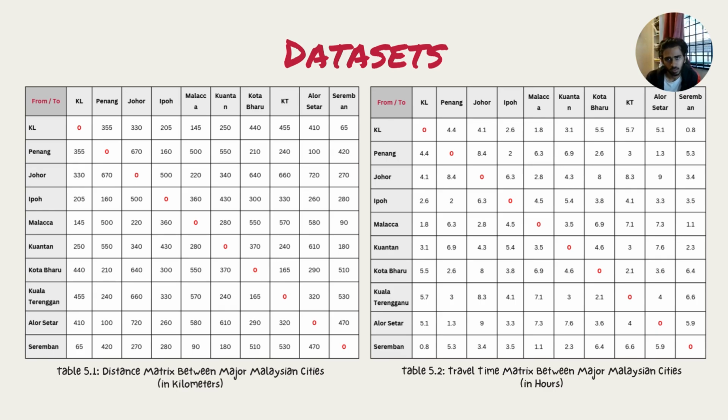So, in this project, we have two data sets. In this slide, you can see the data set of Malaysian cities. So we chose 10 major cities: KL, Penang, Johor, Ipoh, Malacca, Kuantan, Kota Baru, Kuala Terengganu, Alor Setar, and Seremban. And we found the distance between each of the cities.